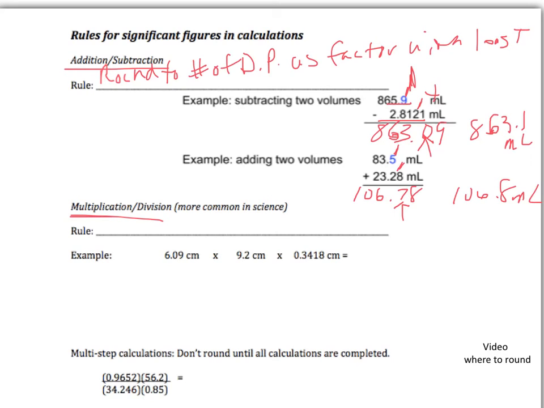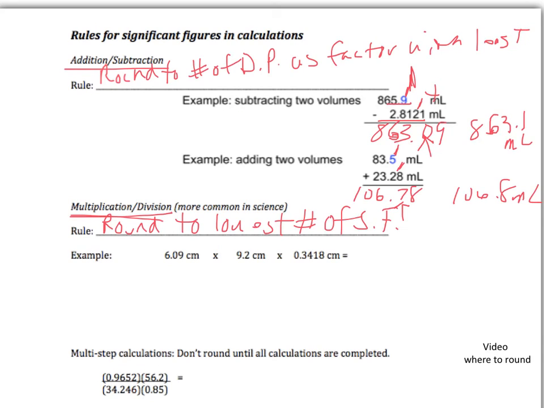Okay, the rule for multiplication and division, which we do much more commonly in science and chemistry, is to round to the lowest number of sig figs of any of the factors.